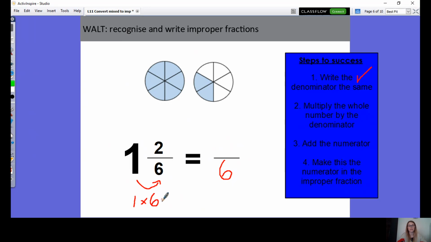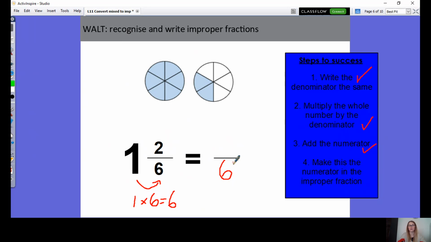1 times 6 is equal to 6. Fantastic. So I've done step 2. Now I need to add the numerator. So I've got 6. Keep that in my head. My numerator is 2. 6 add 2 is 8.